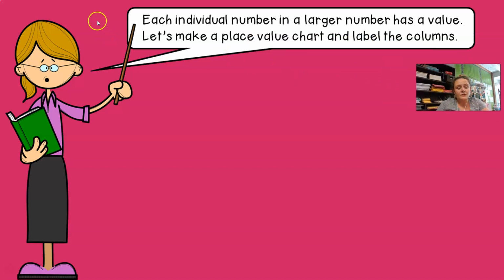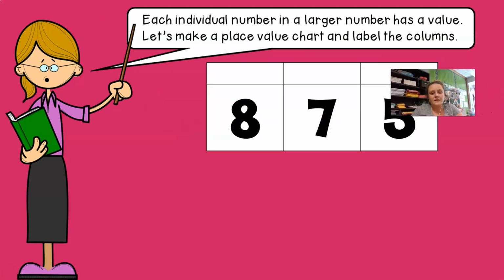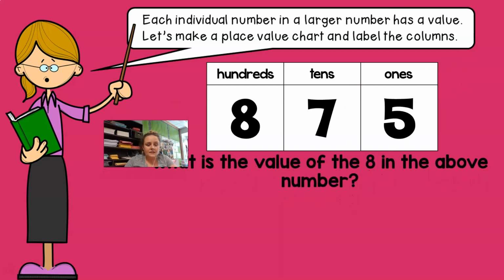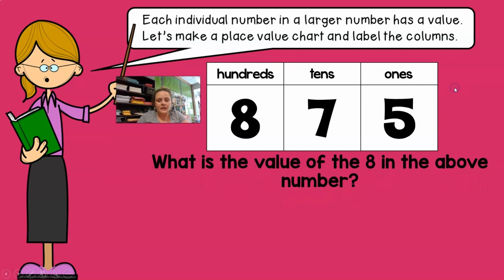Let's make a place value chart and label the columns. You've probably seen one of these before, right? We've got 875. We've got the ones place, so that's worth 5, like 5 pennies. We've got the tens place, that's like 7 dimes or 70, and the hundreds place. That's like $8 or 800 pennies. The value of the 8 is 800.